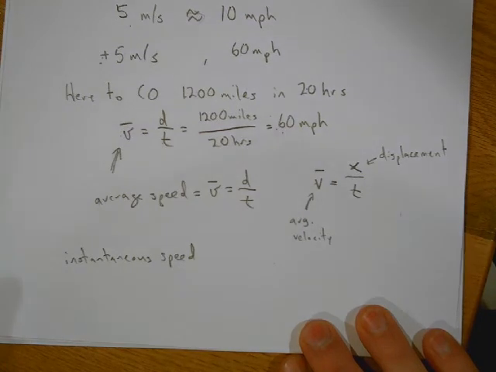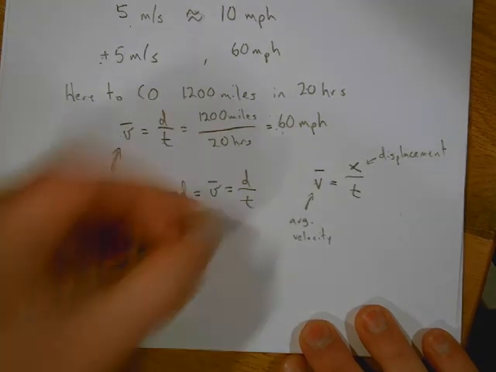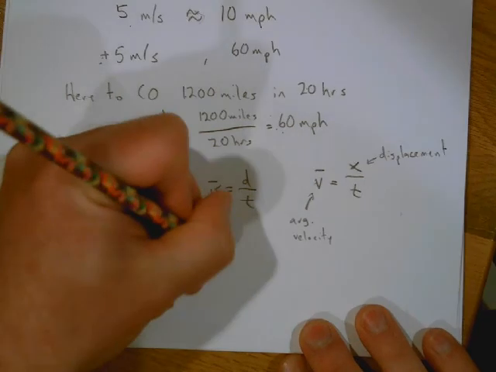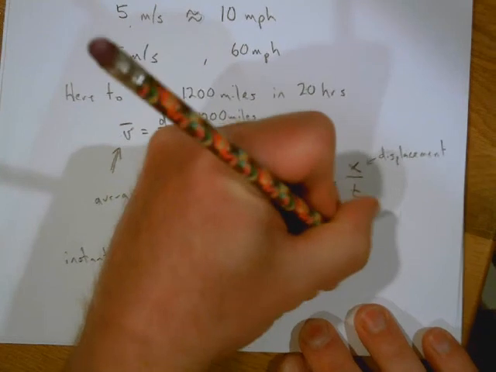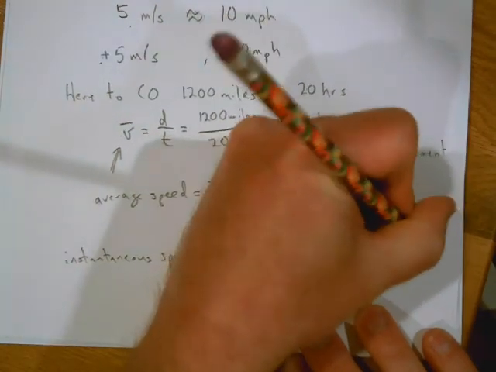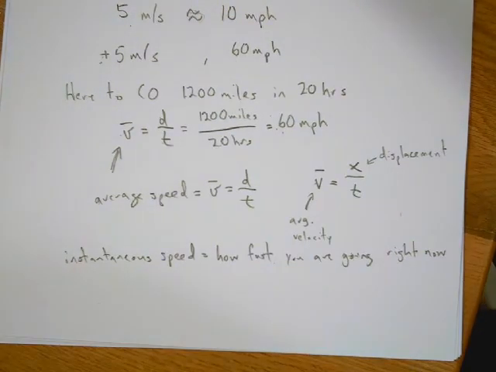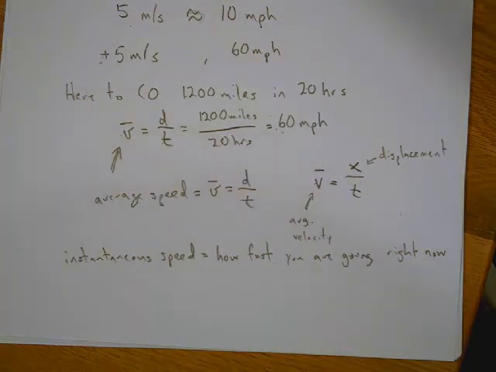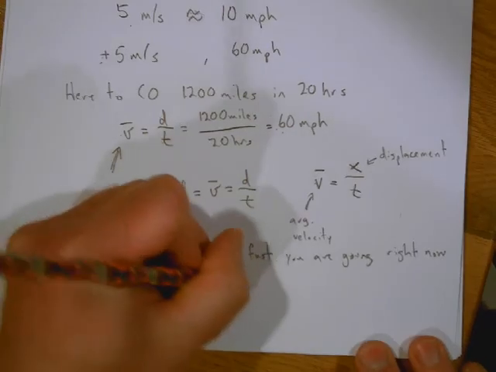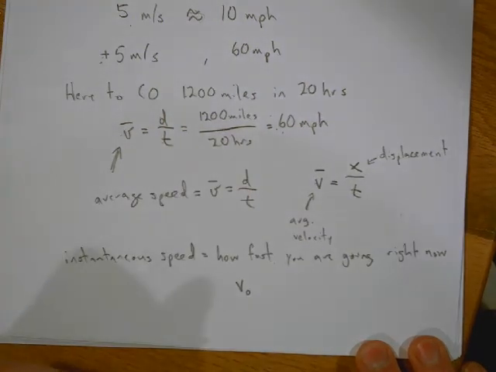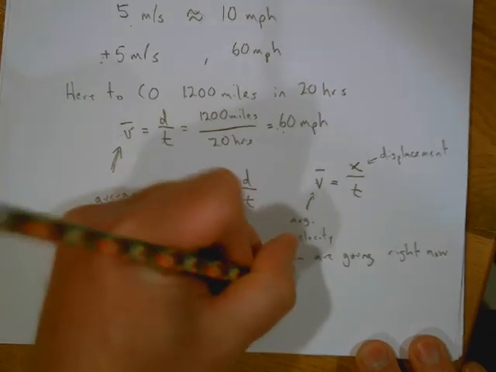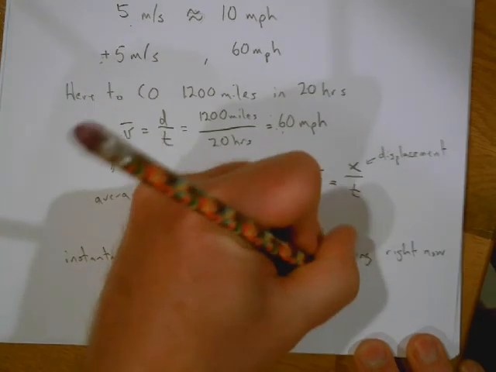Now, I'm going to say speed, but it could be velocity. Velocity would just be how fast you're going right now plus the direction you're going. But instantaneous speed is how fast you are going right now. Okay, that's what your speedometer tells you. Your speedometer tells you your instantaneous speed. Now, most of the time, I'll talk about velocities just because that's what's going to be on your equation sheet. We're going to use a V0 for your initial speed. That would be an instantaneous speed.